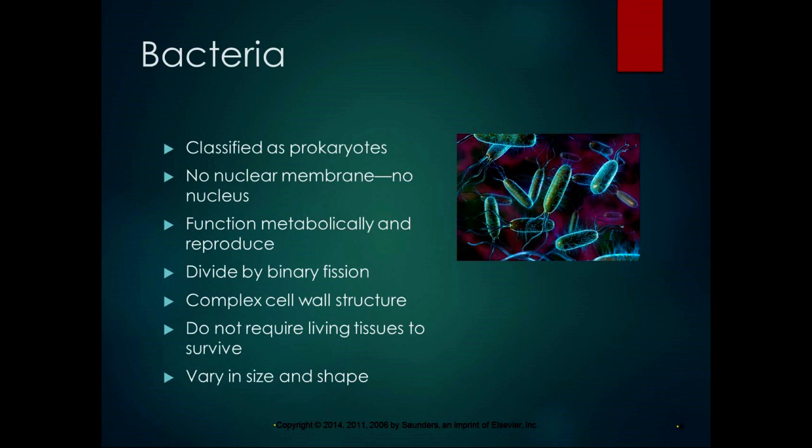Bacteria just hang out and have their little metabolic processes, and they reproduce by binary fission, where they split in two. They have a very complex cell wall structure, and that's their protection from the outside world. They're individually living. They don't require our living tissues to survive. So they can live in ponds and food and in the environment, and they vary in size and shape.